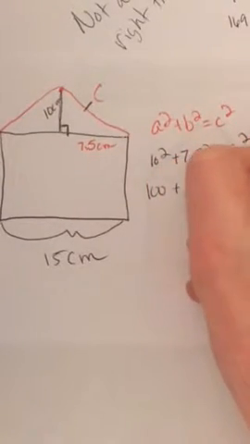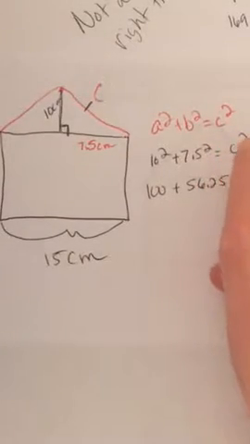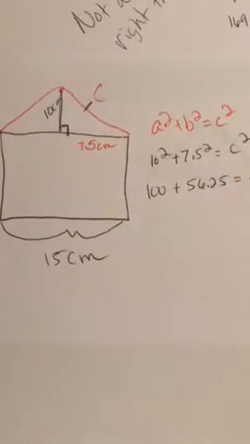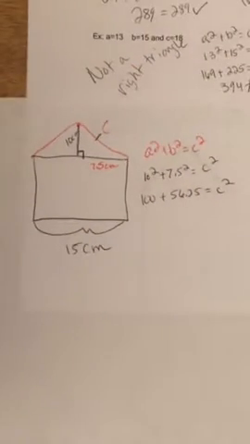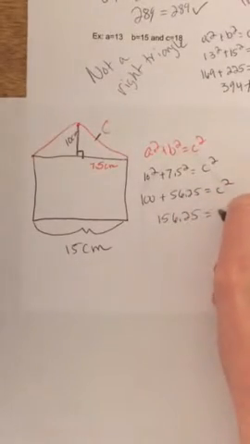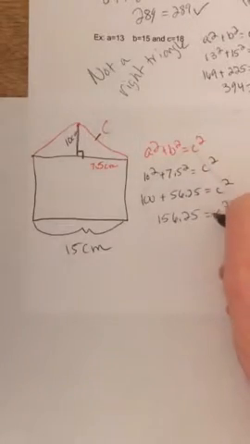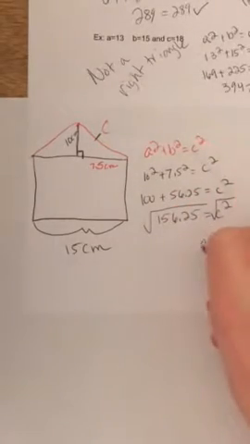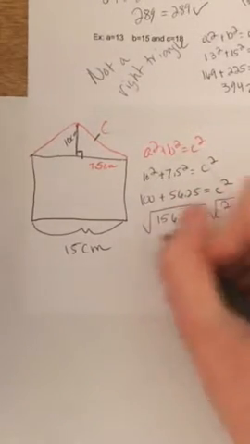And I've actually seen this problem yesterday. This is 56.25. It's 7.5 squared. Oops, sorry, you guys can't see my c squared there. And when I add them together, it gives me 156.25. To get c by itself, I have to square root both sides. So I get c equals 12.5.